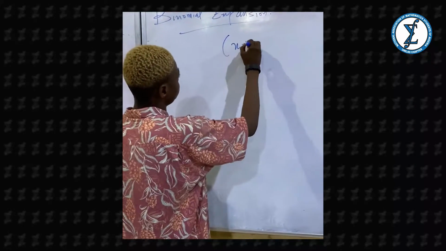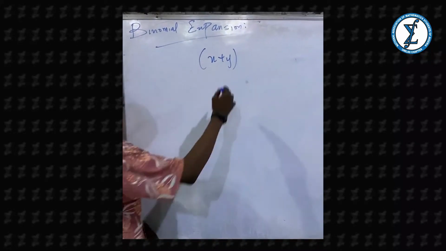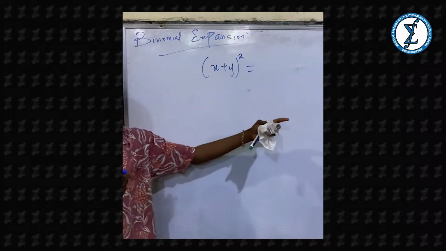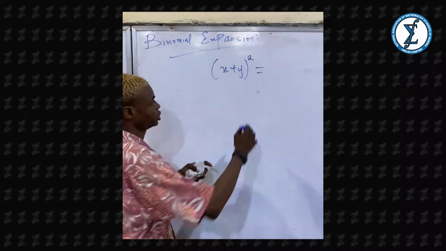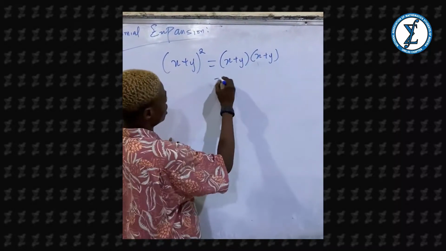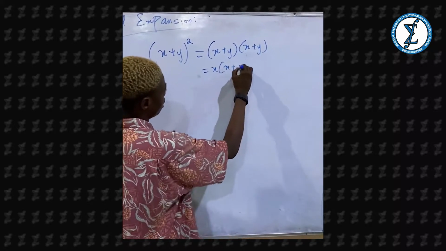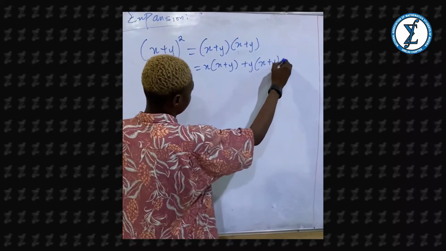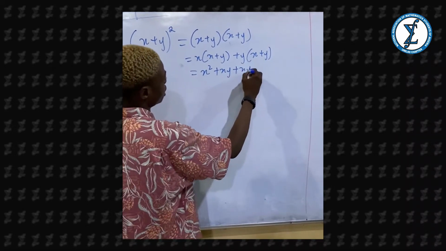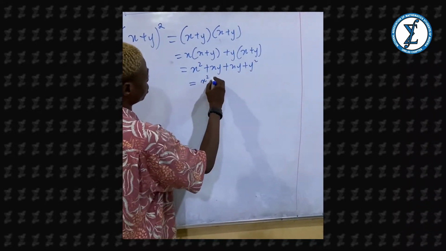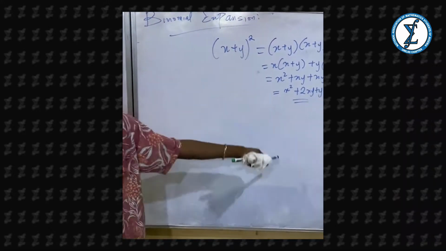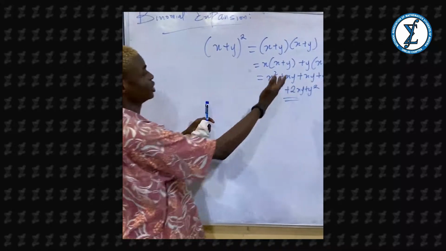When you have variables, for example, let's say x plus y raised to the power of 2. For this type of question, because the power is still 2, you can do the normal expansion, which is x plus y, and you have x plus y times x plus y. Then expanding it gives x squared plus xy plus xy plus y squared, which is equal to x squared plus 2xy plus y squared.